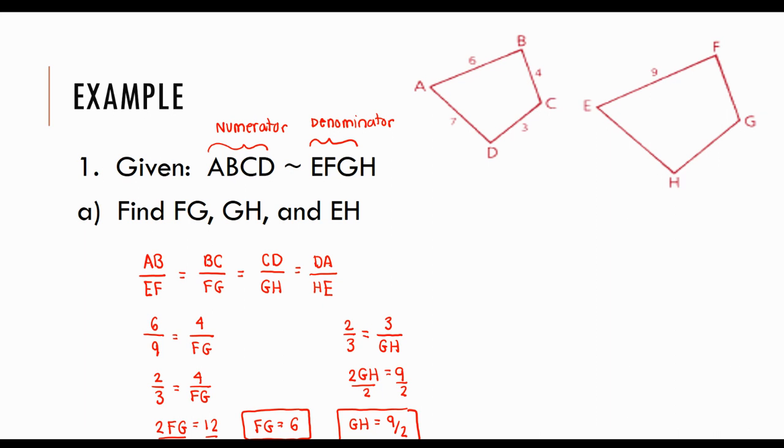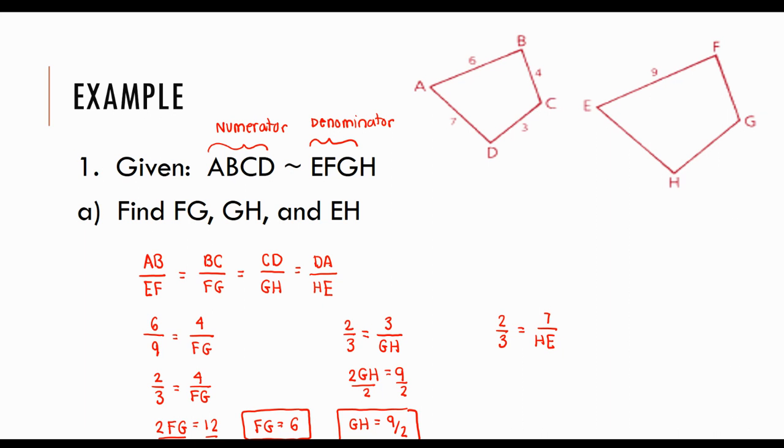Okay, so then the last one we have to find is EH. So once again, I'm going to go back to that very first ratio that gave me 2 numbers, 6 over 9 reduced down to 2/3. And now I'm looking at the very last ratio. DA is 7 over the unknown that we are trying to find.